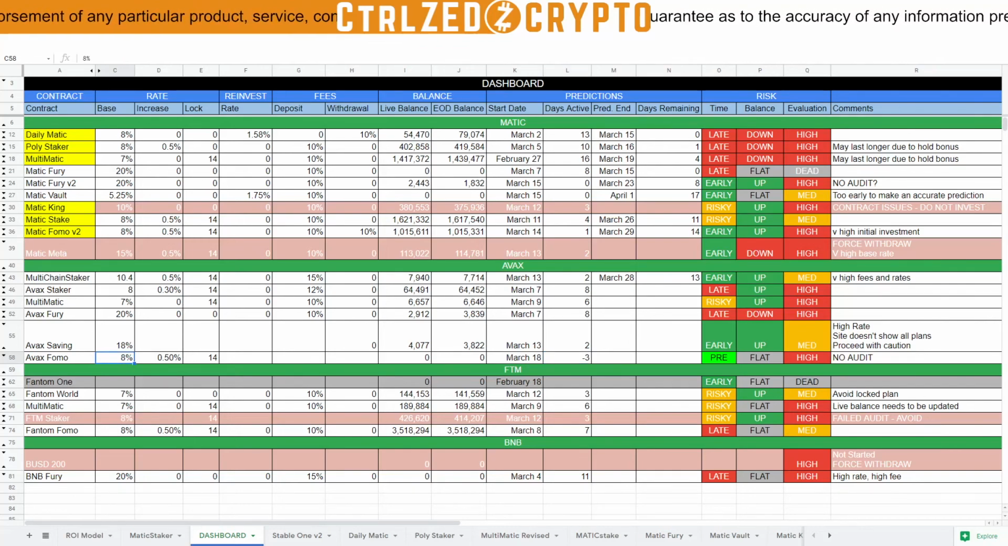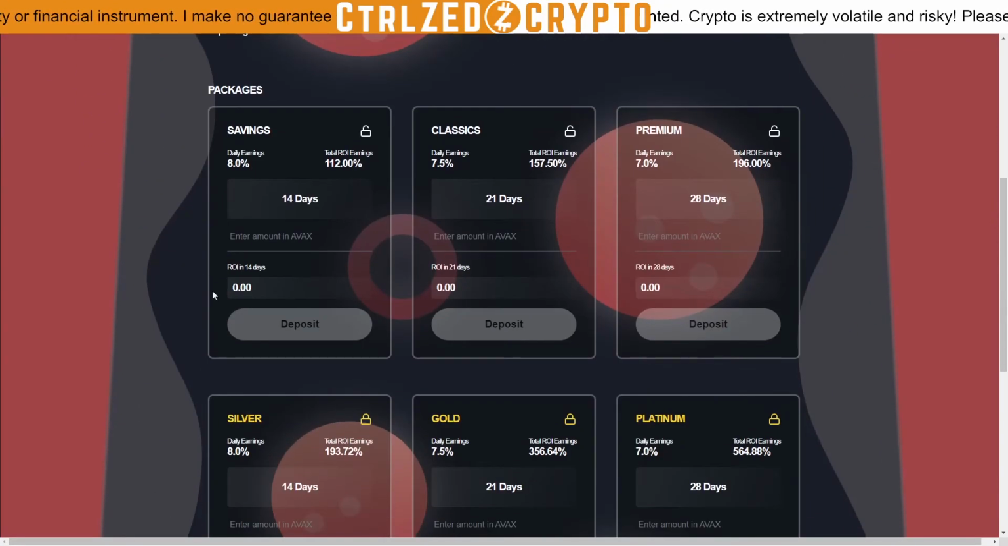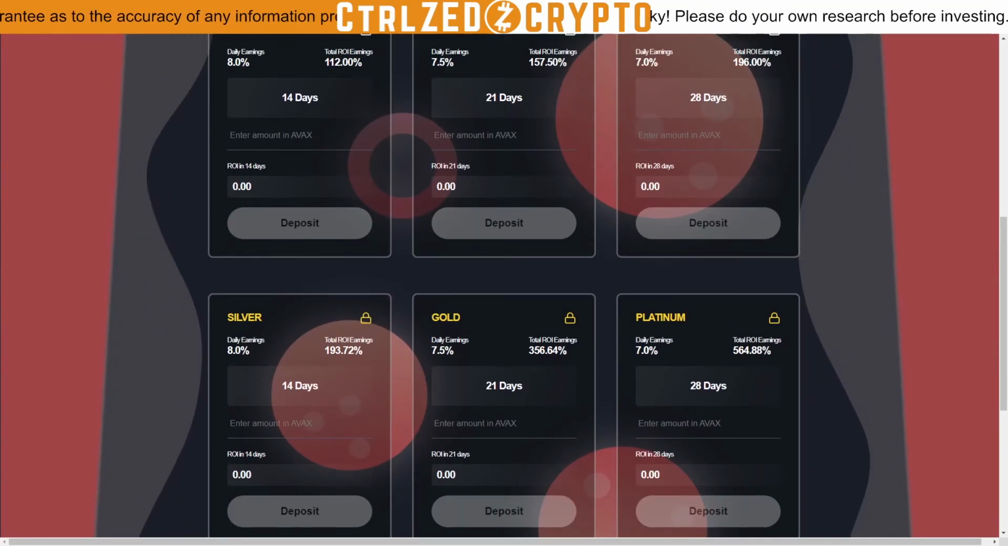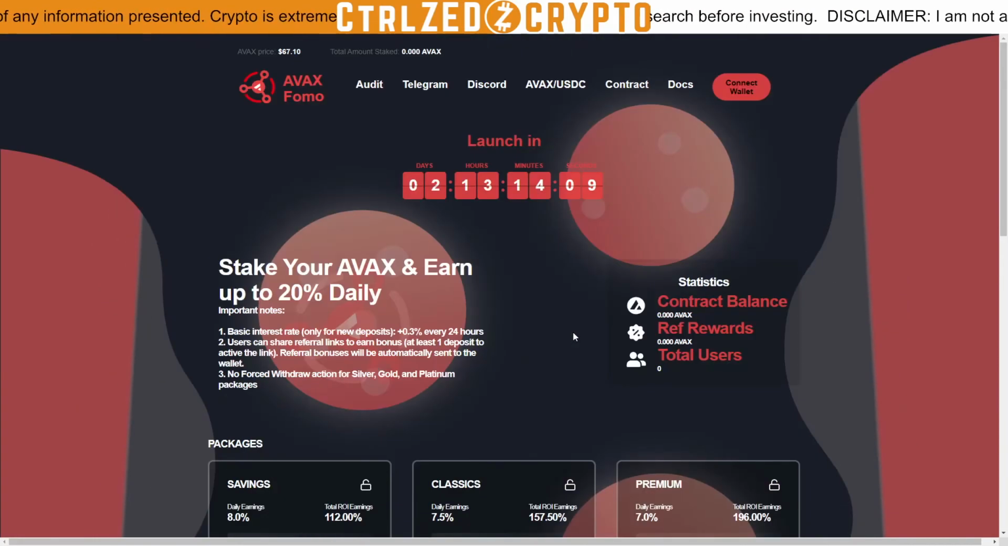If we have a look at the site, it's basically the same thing we've seen. Launch in 2 days, 13 hours. It's the same Matic Staker layout, same plans, same ROI. Basically same starting balance. So it's all exactly the same as we've seen.